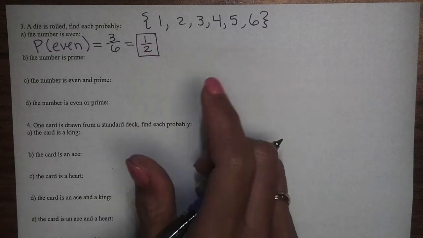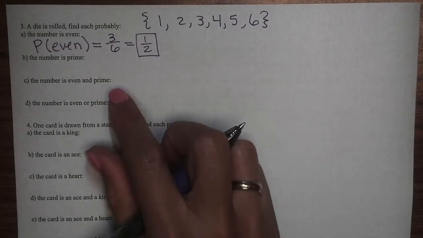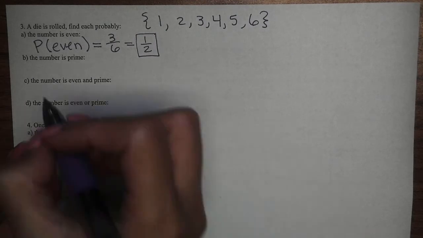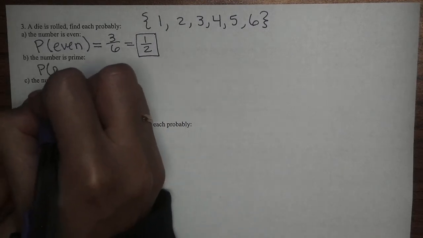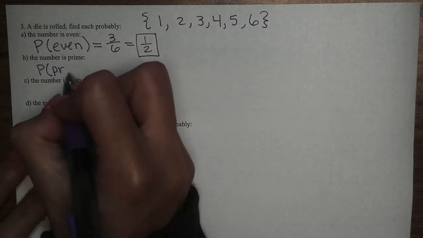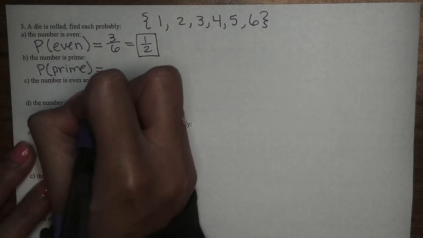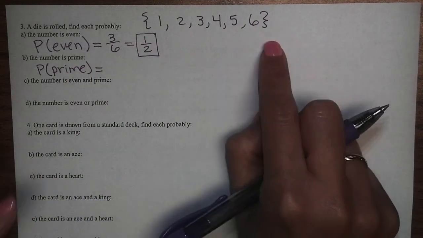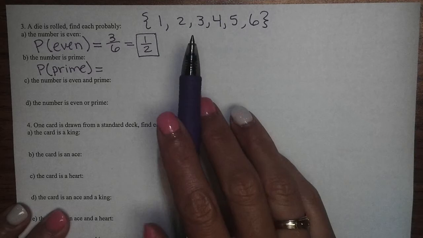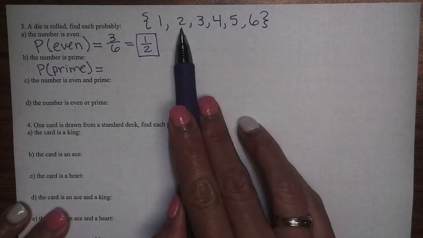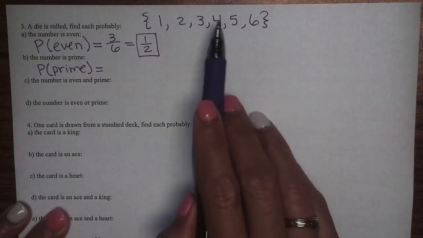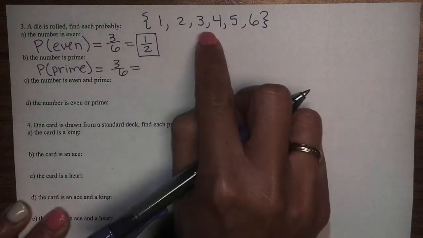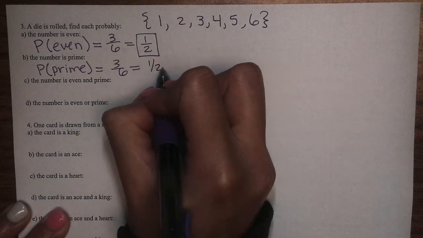You can leave it as a fraction or a decimal. Either one's correct. Letter B says find the probability that the number is prime. So make sure you put P for probability, parentheses, prime. So again, if I were to roll a die, what are the chances that it is prime? These are the outcomes. The prime numbers here would be 2, 3, and 5. So again, we have 3 out of the 6 numbers that are prime, which are 2, 3, and 5. So again, that's the probability of a half.